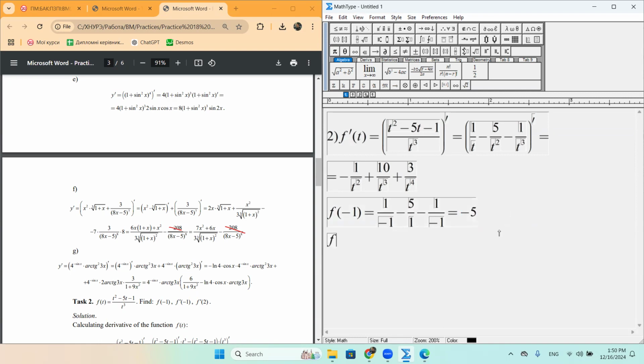Now f prime from minus 1, what will it equal? So here just 1, minus 1, and 1. Minus 1, minus 1, minus 10, minus 11 plus 3, minus 8. So minus 8, and f prime from 2.